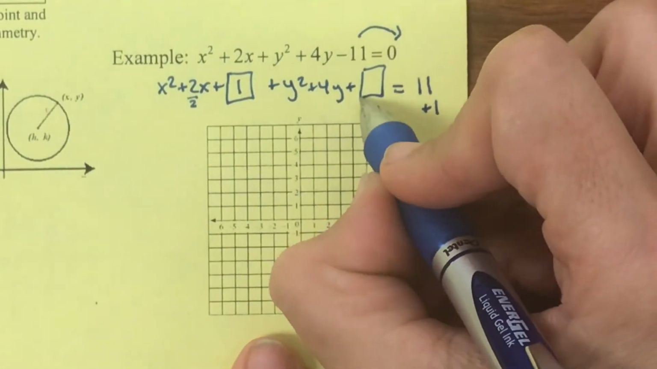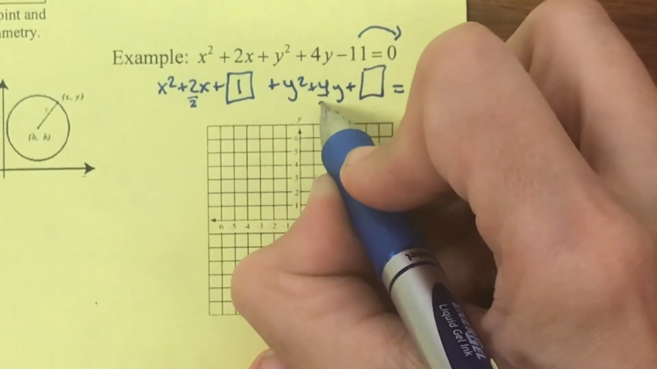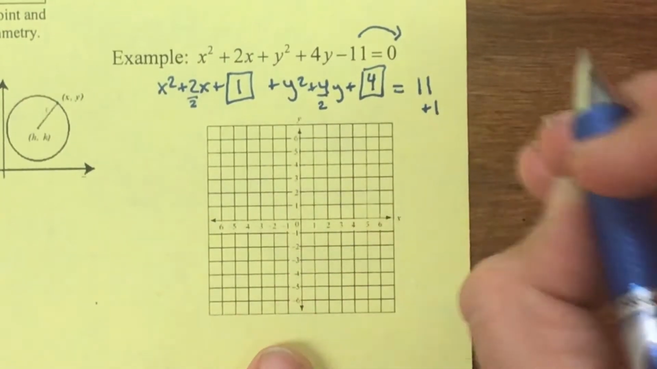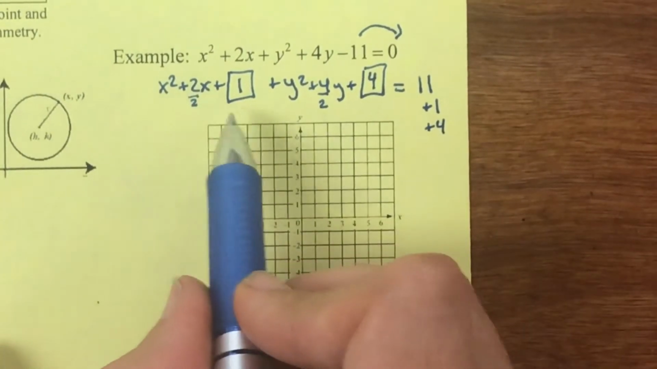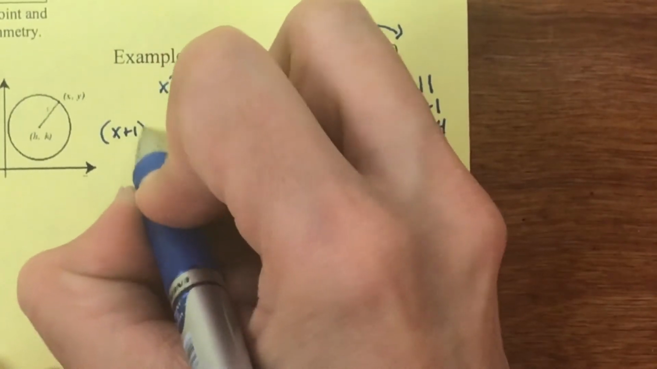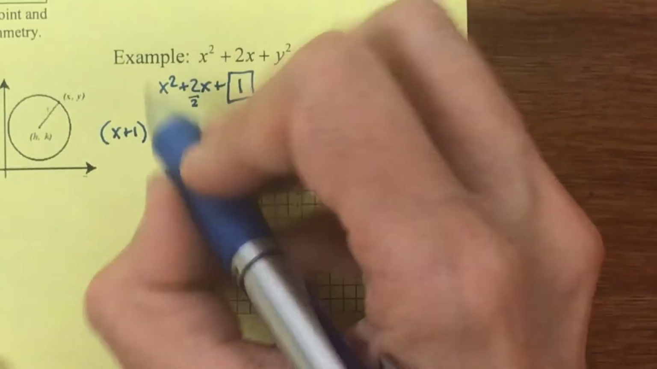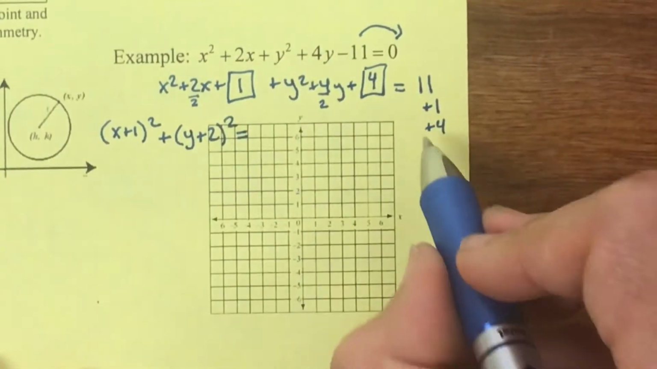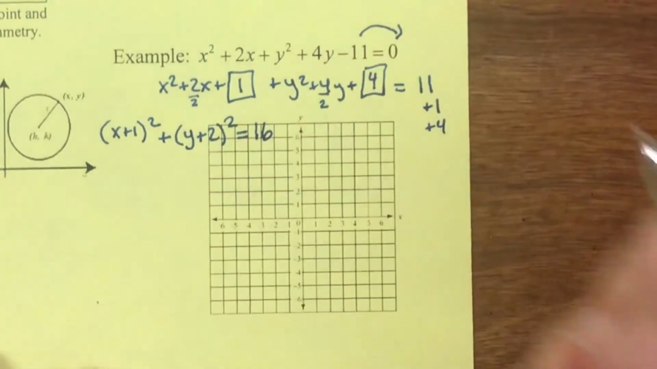All right, over here we have to decide what we're going to add in this square. So you take half of 4, which is 2. 2 squared is 4. So if we add 4 in this box, we need to add 4 over here. And so now I can go ahead and write it as a perfect square. I can write it as (x plus 1) squared plus (y plus 2) squared equals, and then 11 plus 5 is going to be 16.